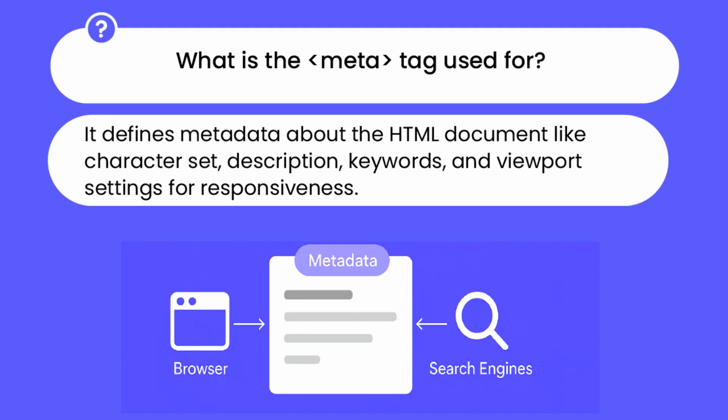What is the meta tag used for? The meta tag is used inside the head section of an HTML document and it provides important information about the page, like the character set, description, keywords, or how the page should behave on different screens. This info isn't visible on the page itself, but it helps search engines, browsers, and social media platforms understand your website better.